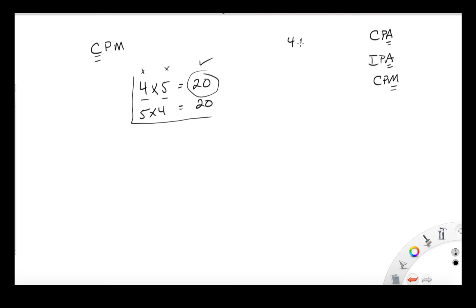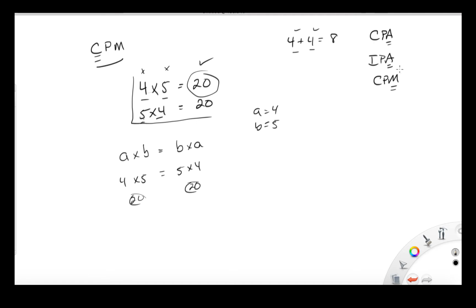Because I said 4 plus 4 equals 8. Commutative property of addition means I'm adding two things. Commutative property of multiplication means I multiply two things. And each of those has a fact family, right? 4 times 5 equals 20, and 5 times 4 equals 20. Okay, not too difficult. So with commutative property of multiplication, I can also say this: A times B equals B times A. So if A equals 4, B equals 5, I could say this: 4 times 5 is equal to 5 times 4. Both equal 20, right?